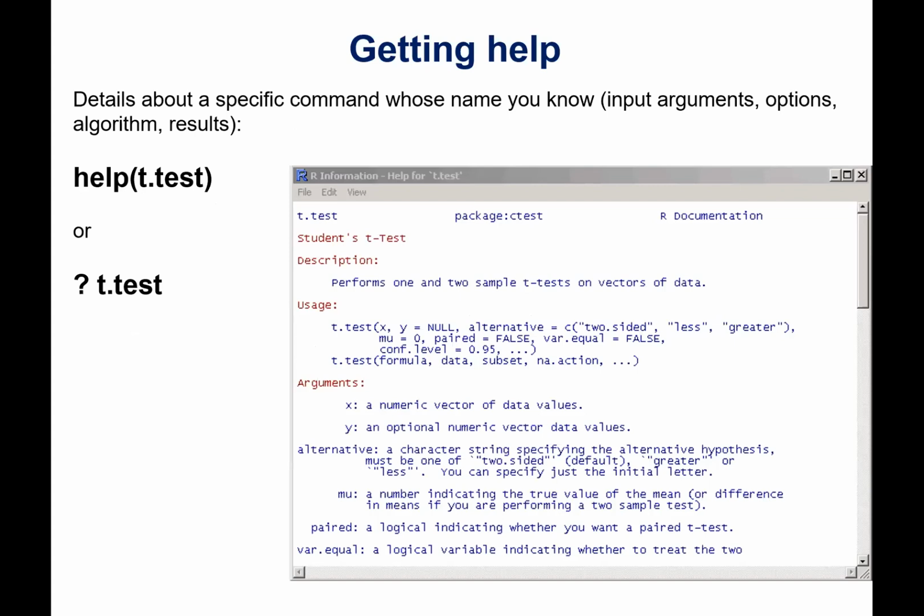So in R, of course, there are many kinds of functions. When you try to use a new function, you want to use the help function. You put your t-test there, then it will go into detail about these functions, what kind of arguments there are, and then you can modify that. You can do a two-sided or one-sided test. You can do a paired t-test. You can modify the confidence level.